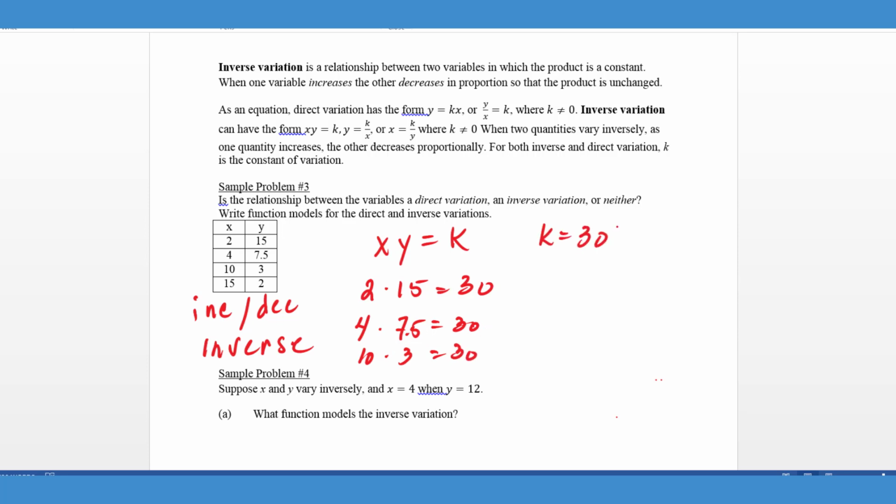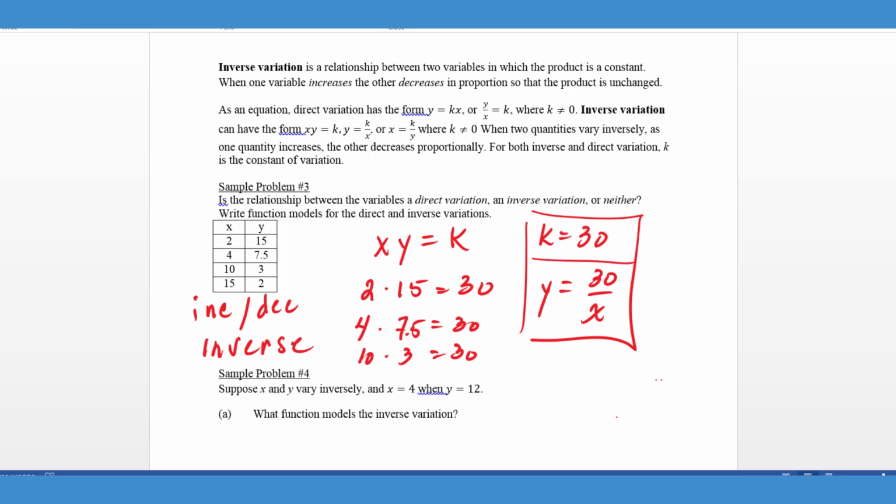It says write function models for the direct and inverse variations. And so basically we have an inverse variation, and so we can write y equals 30 over x. And of course, if you wanted to write that in terms of x, that would work as well. But these are basically the two parts that you're looking to get.